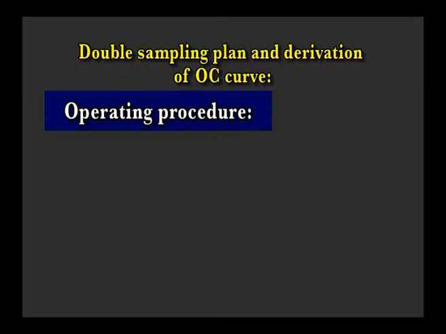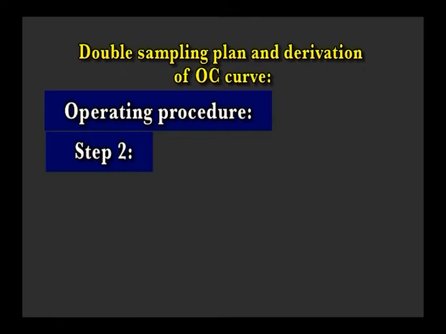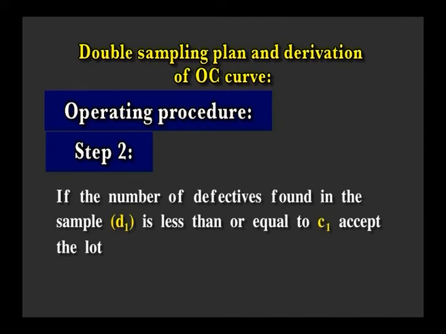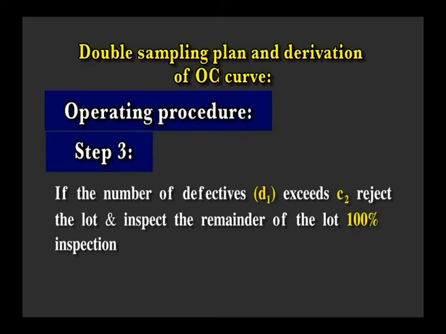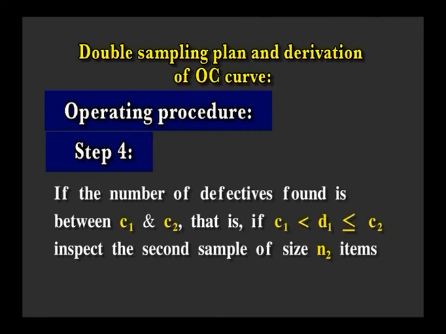Operating procedure. Step 1. First inspect a sample of size small n1 from a lot of the size capital N. Step 2. If the number of defectives found in the sample, say D1, is less than or equal to c1, accept the lot. Step 3. If the number of defectives D1 exceeds c2, reject the lot and inspect the remainder of the lot, 100% inspection. Step 4. If the number of defectives found is between c1 and c2, that is, if c1 is less than D1 less than or equal to c2, inspect the second sample of size n2.